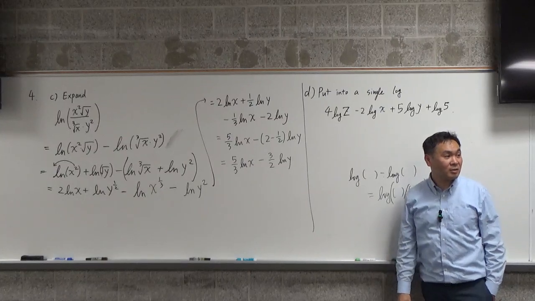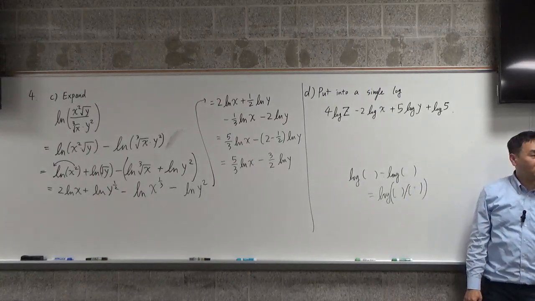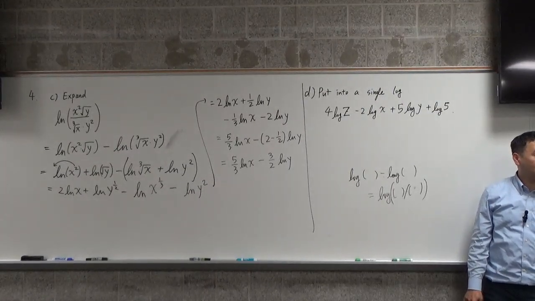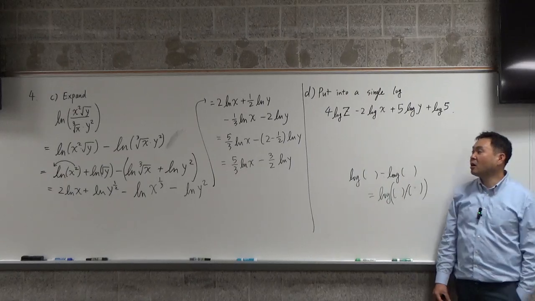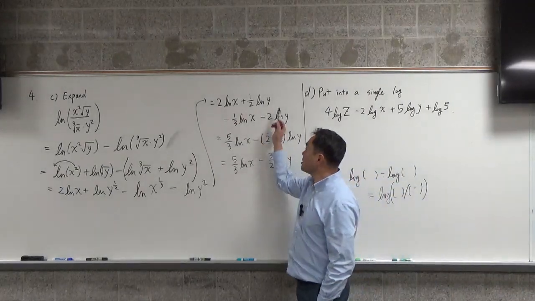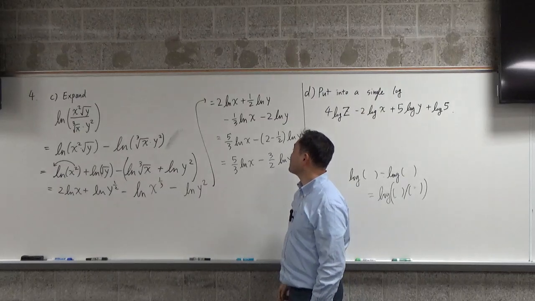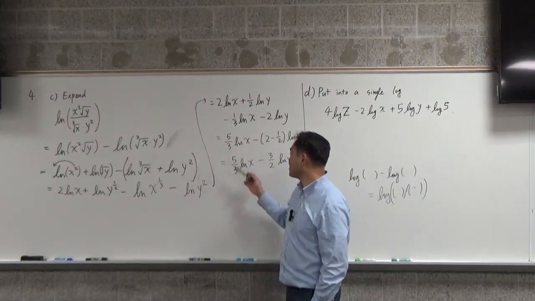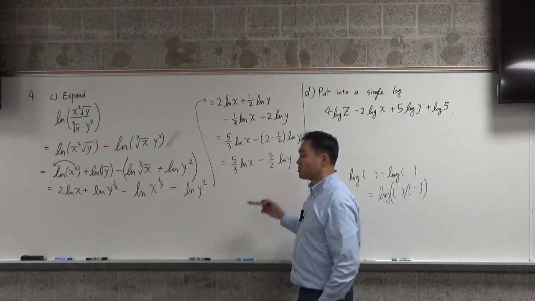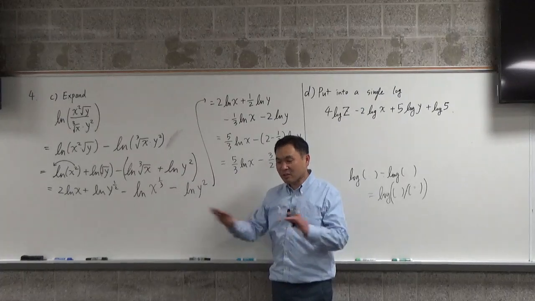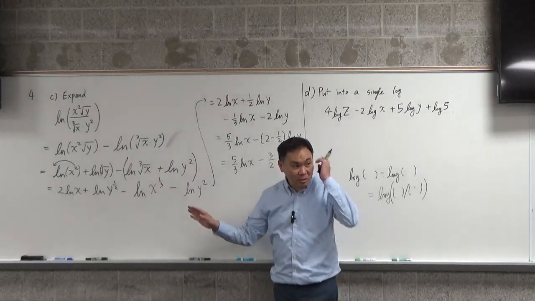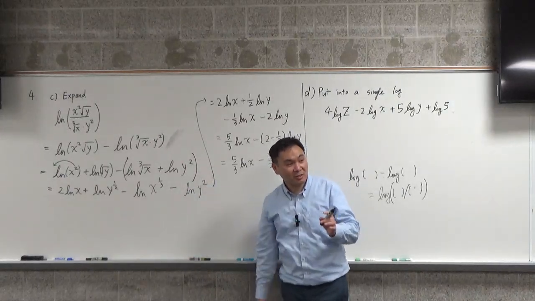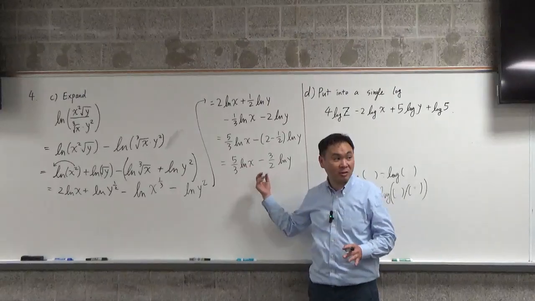Yes? I have a question. Yeah. So when it says expand, why did you start adding them back together to get the final answer? Wouldn't the final answer be 2 natural logs? Oh, you think this is the answer? Well, the thing is, you have to expand and simplify. Expanding means you make it into distinct logs as much as possible, and all the exponents should be brought outside. But then if you have any like terms, you still have to combine them.